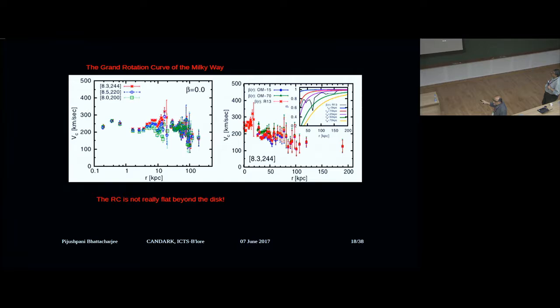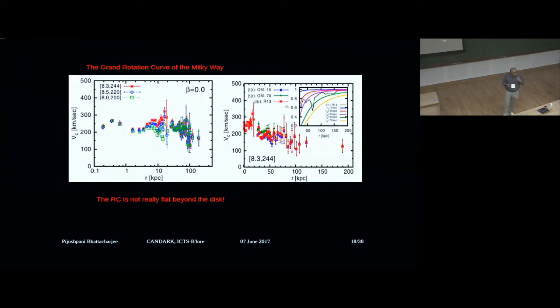You have errors. Is that to do with the sample, or does it have to do with some property of the Milky Way distribution of stars itself? Yeah, the tracer sample that we use. All these errors in the velocities come from that. There are errors in the measurements of the line of sight velocities of the tracers.